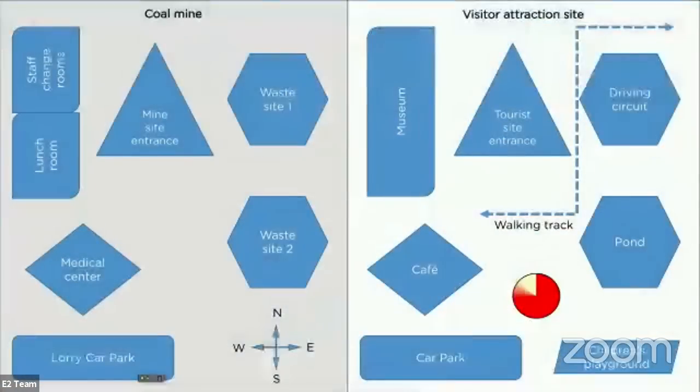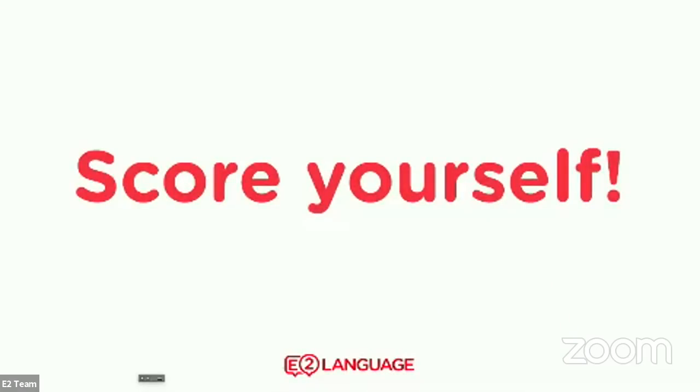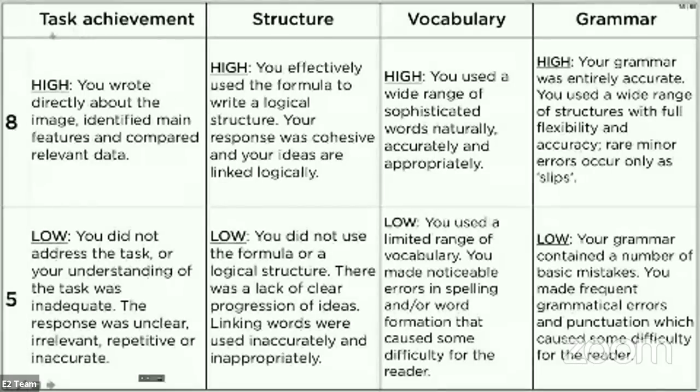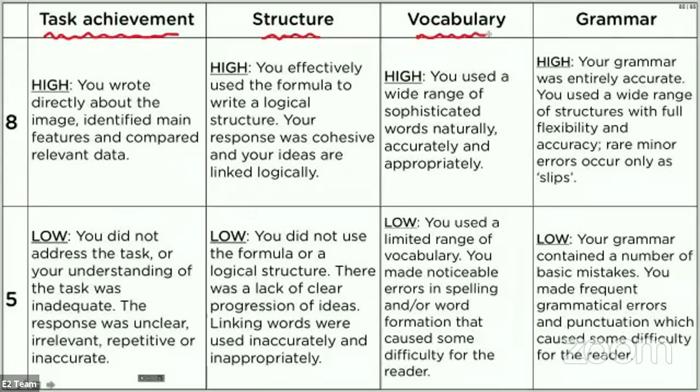All right. Let's now think about how to score yourself. If you haven't finished, you can pause this and go back. Score yourself. I've made up a little rubric here. It has 4 criteria. These are what the examiners look for in your writing. I've changed the language to make it a bit simpler. But the IELTS examiner is going to receive your piece of paper, and he or she is going to mark it according to task achievement, structure, vocabulary, and grammar. These are the 4 things.